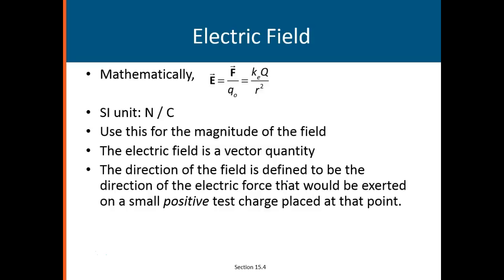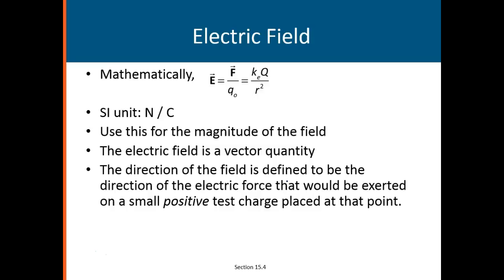Now, mathematically, here's how you define the electric field. Okay? It's a vector also. It has magnitude and it has direction. We've just seen the direction. The magnitude will be the force divided by the amount of that Q0. Okay? So that, by the way, would be, because this force would be k_e Q times Q0 divided by r squared, divided by Q0.